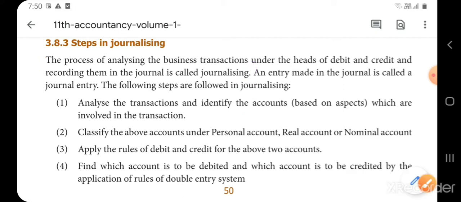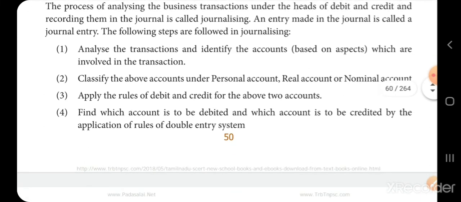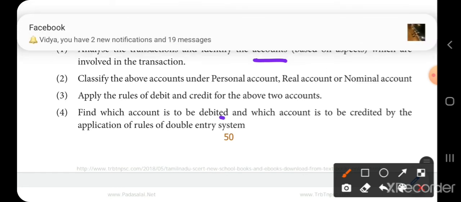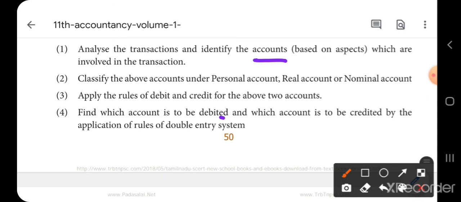The following steps are to be followed in journalizing. First, analyze the transaction and identify the accounts involved in the transaction. One transaction will be given; you analyze it and identify what accounts are involved. Next, classify the accounts under personal account, real account and nominal account. The second step is to classify which type of account it is, whether a personal account, a real account or a nominal account.